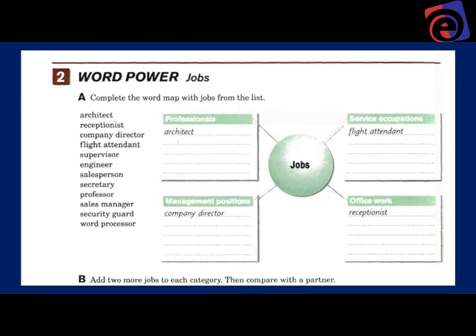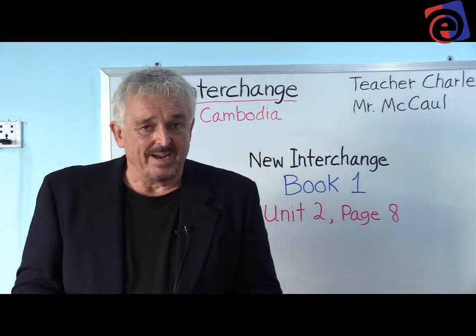So we can say professional occupation. Occupation is a formal word for jobs. The common word is job. Usually the average person doesn't use the word occupation very much. You can say my job is, my occupation is. So we have professional occupations, management occupations, service occupations, and office worker occupations.